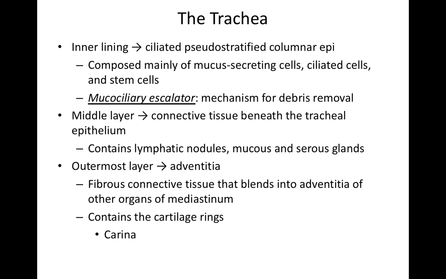The outer layer is called the adventitia. You've got this fibrous connective tissue that kind of blends into the other organs in the mediastinum. You also have the cartilage rings here, and eventually you get all the way down to the branch point where we're going to find a piece of cartilage called the carina.